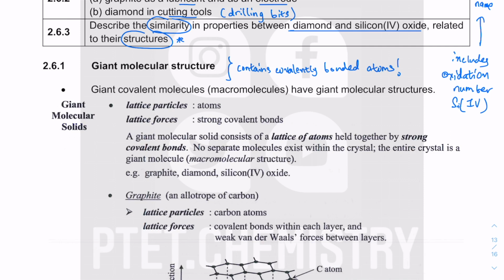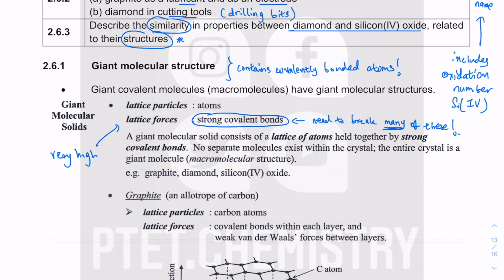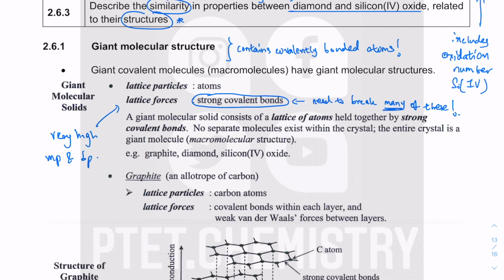We have strong covalent bonds, so we need to break many of these strong covalent bonds, and that is very important. Breaking all these strong covalent bonds between the different atoms in a giant molecular solid gives rise to very high melting and also boiling points. So we don't talk about individual separate molecules within the crystals, because the entire crystal is the giant molecule itself.